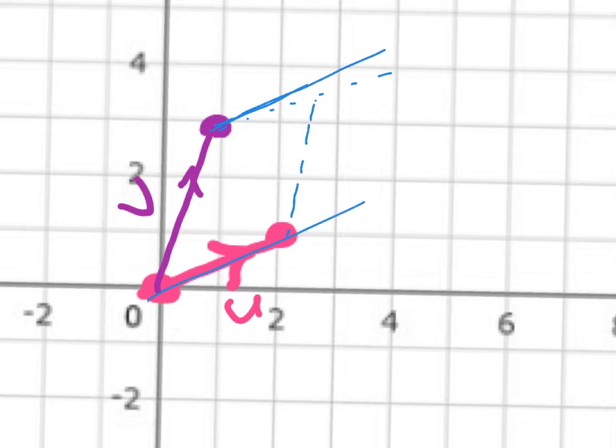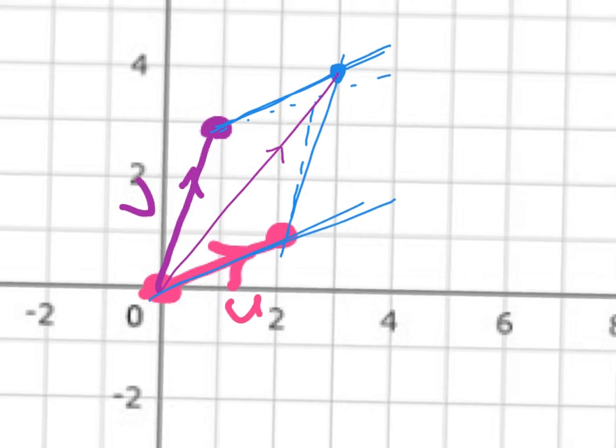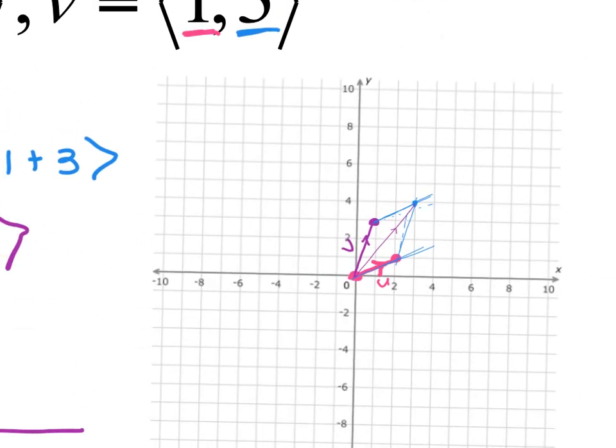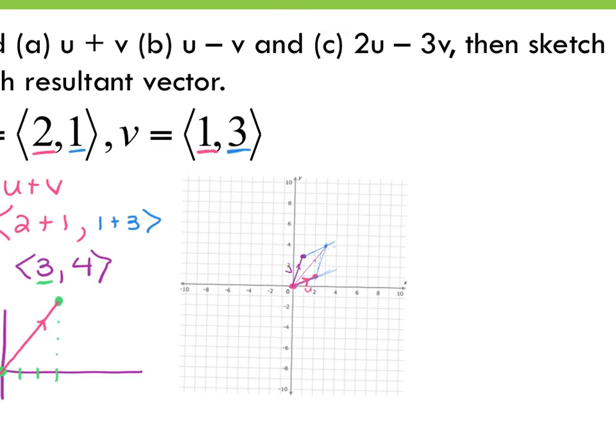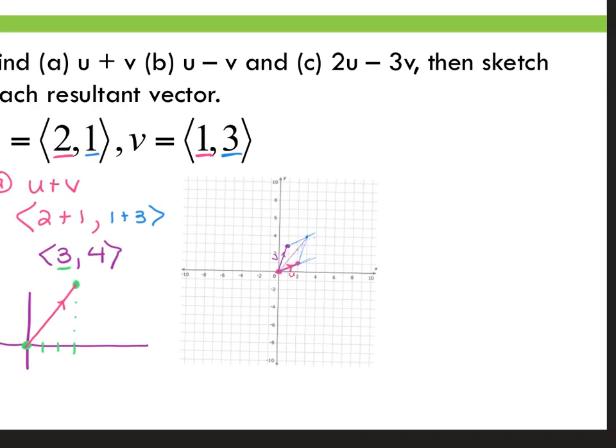If I drew a line that was parallel to the bottom side coming off of that terminal point on the purple, and then I drew a line that was parallel to the purple side coming off the other one, then where they meet would be the terminal point of the sum. So I'll show you more examples of that in tomorrow's video, but that's one of the ideas, is you have to add the two segments. I'm just going to finish this example real fast.